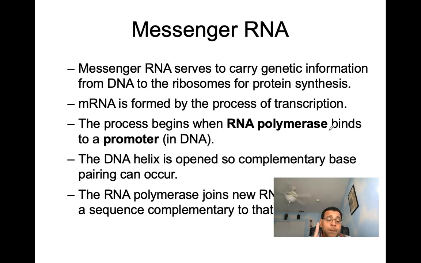mRNA is a faithful copy of the sequence of bases in our DNA, but we have a uracil in place of thymine. So we can see here, our messenger RNA serves to carry genetic information from our DNA to our ribosomes for protein synthesis. When you think of the cell, I like to think of the cell as a factory.